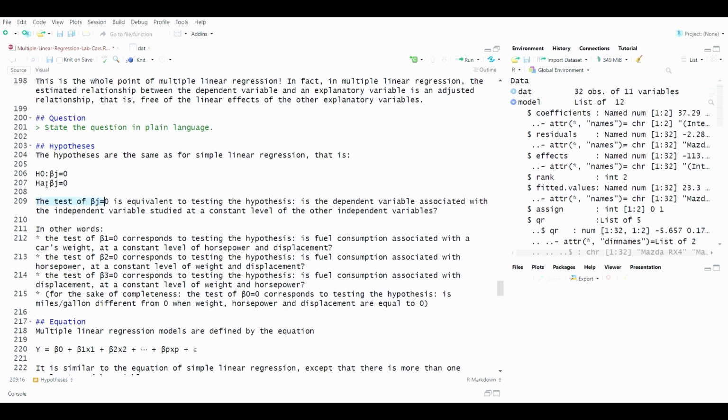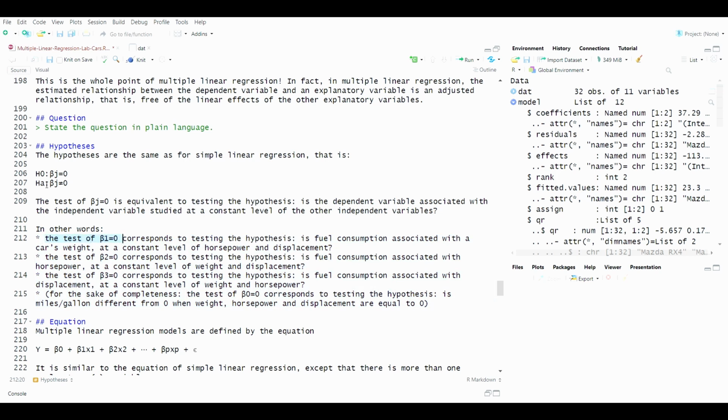And the test of betas is equivalent to testing the hypothesis, is the dependent variable associated with the independent variable studied at a constant level of the other independent variables. In other words, we're essentially testing these 4 different hypotheses simultaneously in addition to testing the significance of the overall regression. So we can think of it this way.